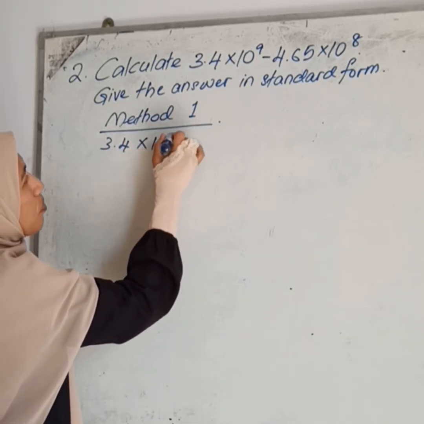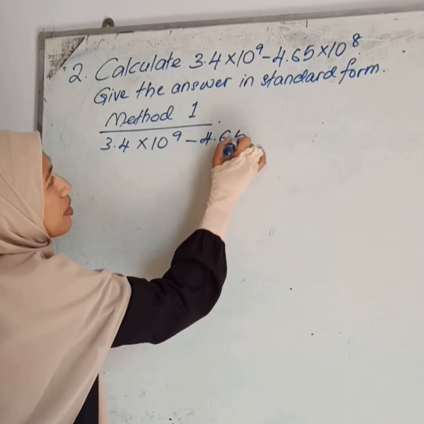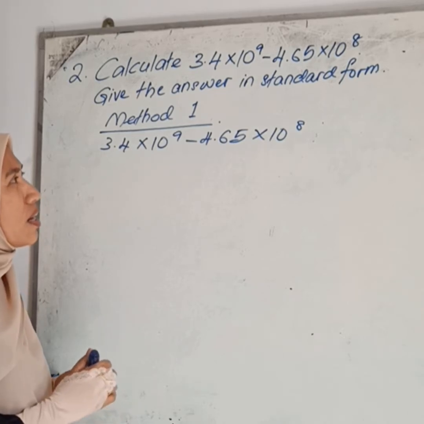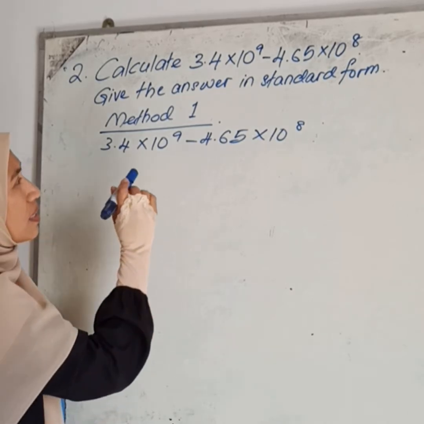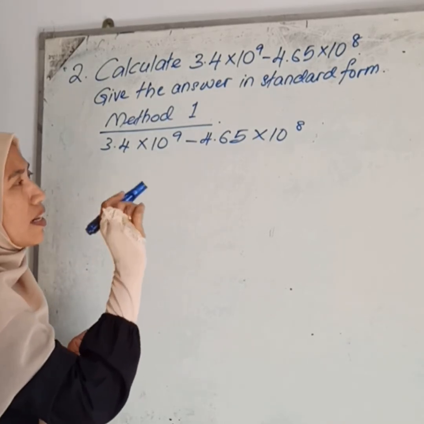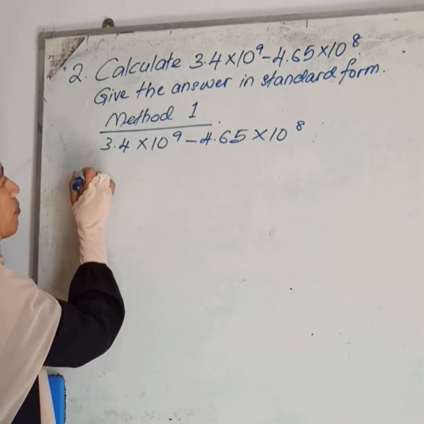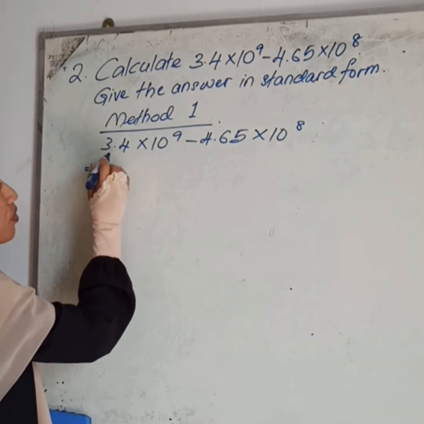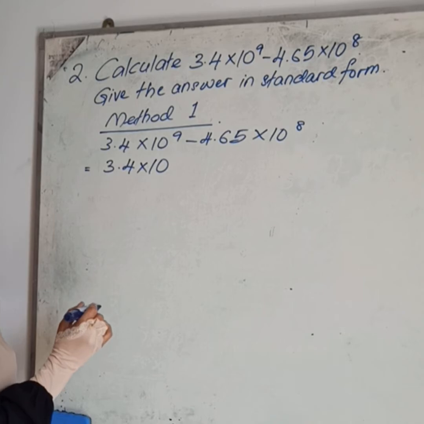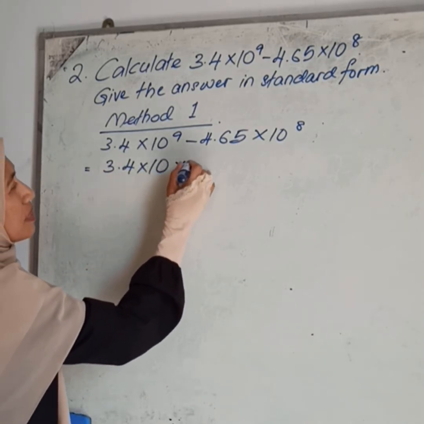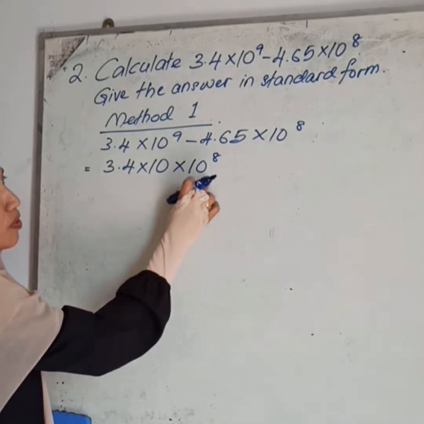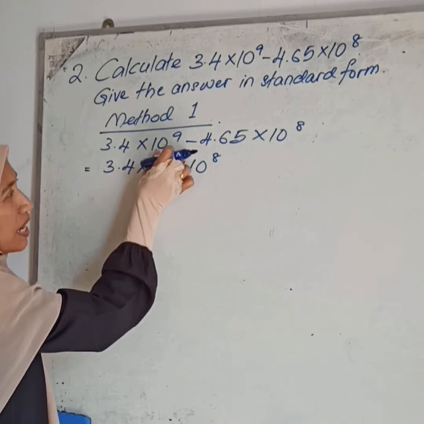3.4 times 10 to the power of 9 minus 4.65 times 10 to the power of 8. Okay, now we are going to make 10 to the power of 8 as the common factor. We have to change 3.4 to 3.4 times 10 times 10 to the power of 8. Okay, 10 times 10 to the power of 8 equals 10 to the power of 9.